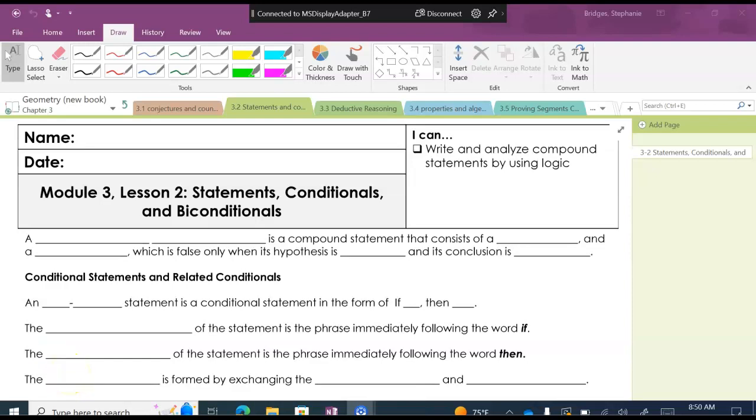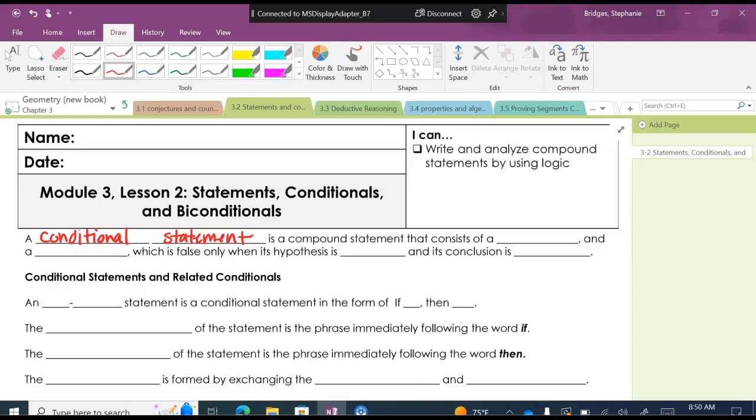So we are going to talk about what we call conditional statements. So that's what we're going to fill into that first blank, a conditional statement. A conditional statement is a compound statement that consists of two parts. What did I just say we were going to talk about today that go together?